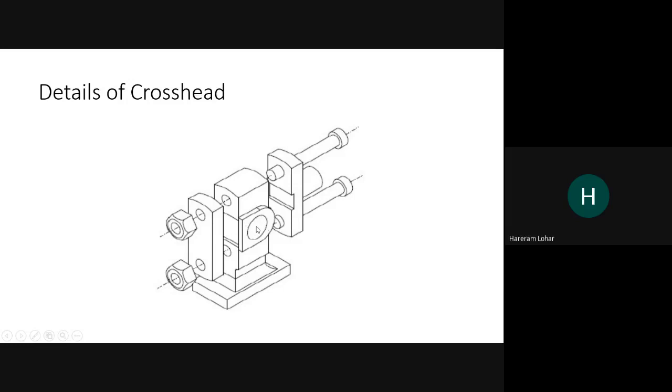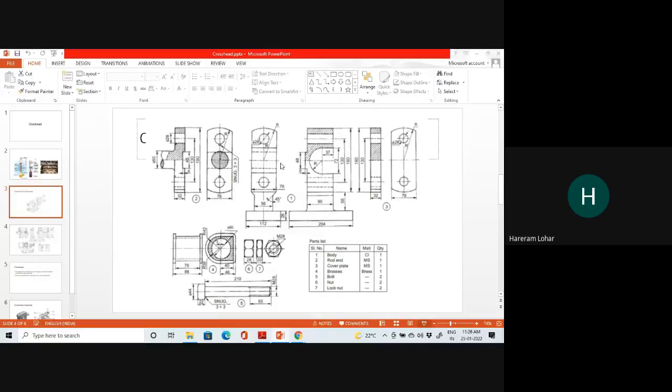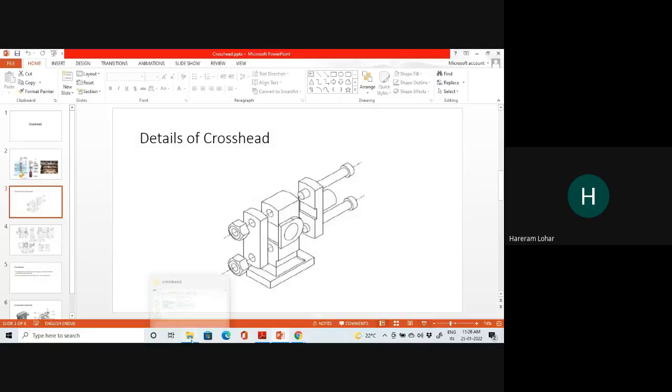This one will be the rod end. This one will be the body. This one will be the brass. This one will be the cover plate. Now the bolting will be done, then the assembly will be made. Now when we try to understand the assembly clearly, one animation will help you.